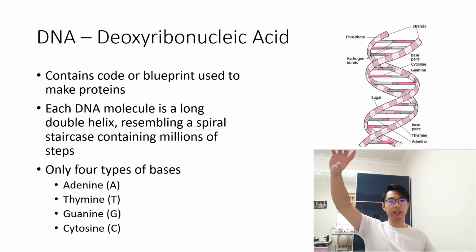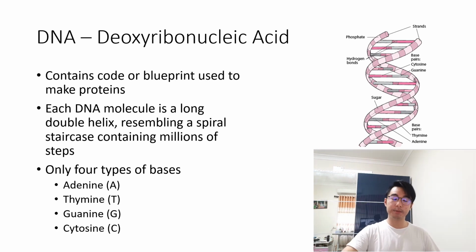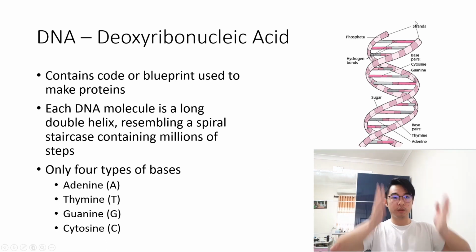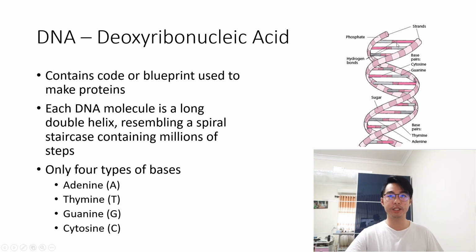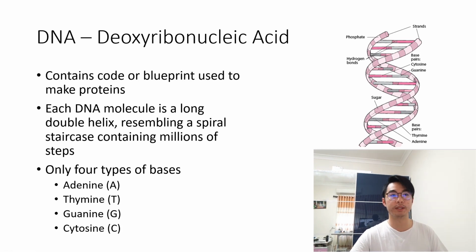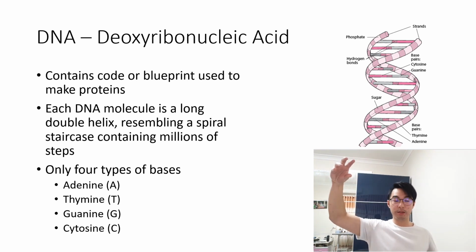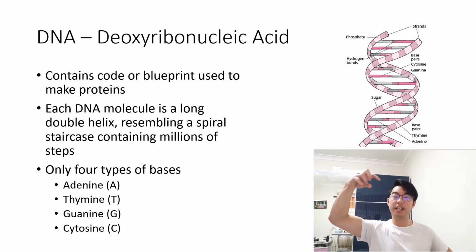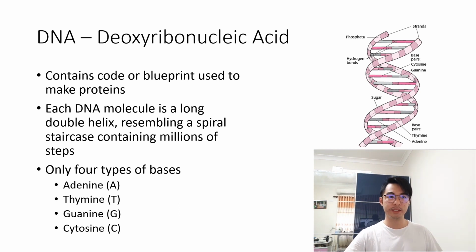It looks like a really long ladder that's been twisted, okay? And there are heaps of steps in between the two barriers. And here in this picture, you'll see that these steps have different colors. Well, that actually means something. They code for proteins and code for a blueprint to make proteins. And each DNA molecule is a really long strand, a really long double helix strand. And the double helix is just that name we give to the twisted ladder. And it resembles a spiral staircase with millions of steps.